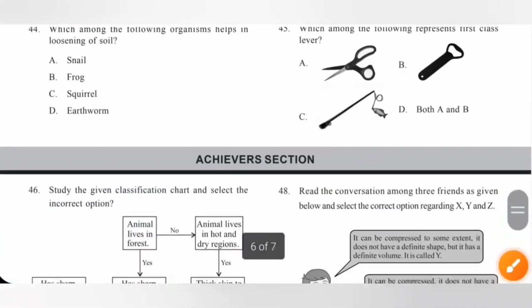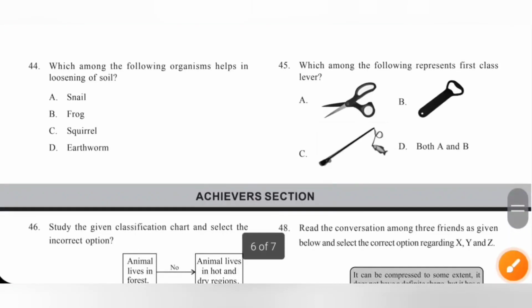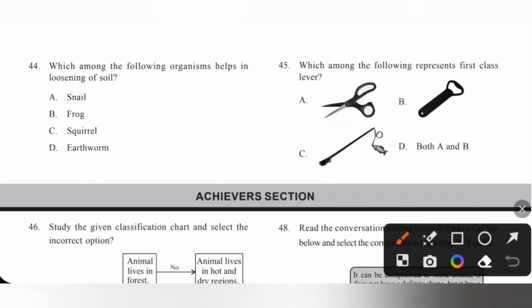Next 44. Which among the following organisms help in loosening of soil? A, snail, B, frog, C, squirrel, D, earthworm. So earthworm helps in loosening of soil. So option D is the correct answer. 45.